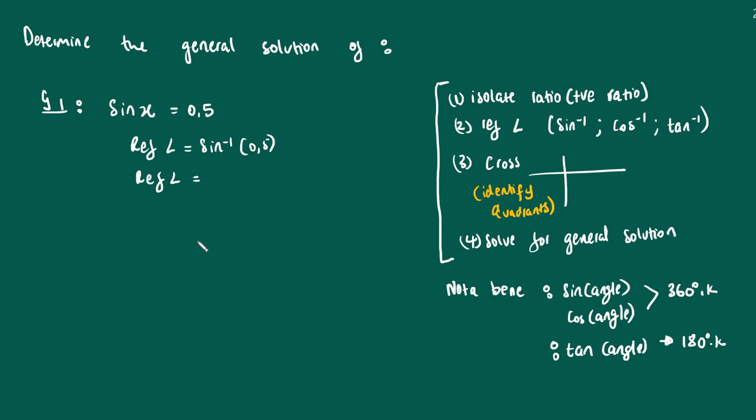Inverse of sine 0,5. 30 degrees. Yes, sir. Thank you so much, ma'am. So now that we have found our reference angle, we go to the cross.